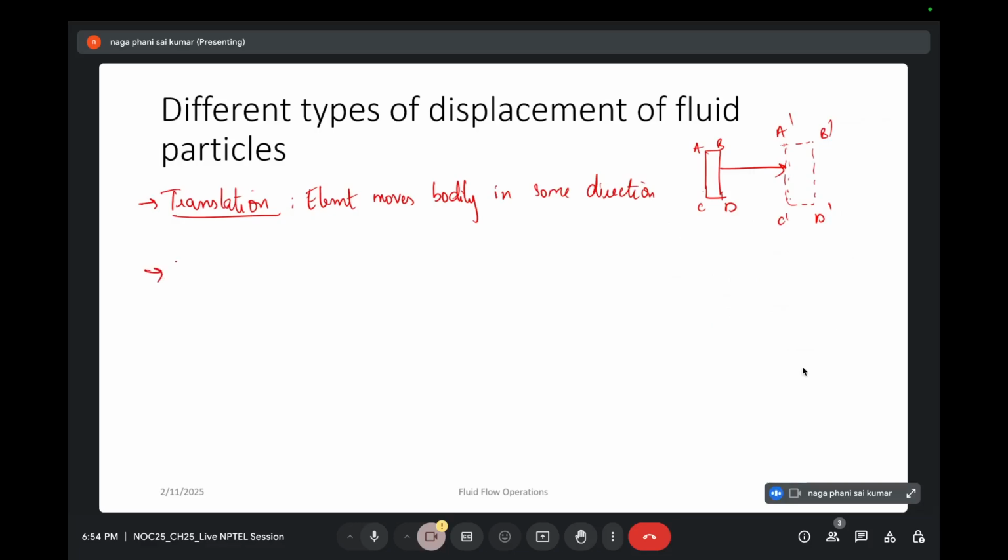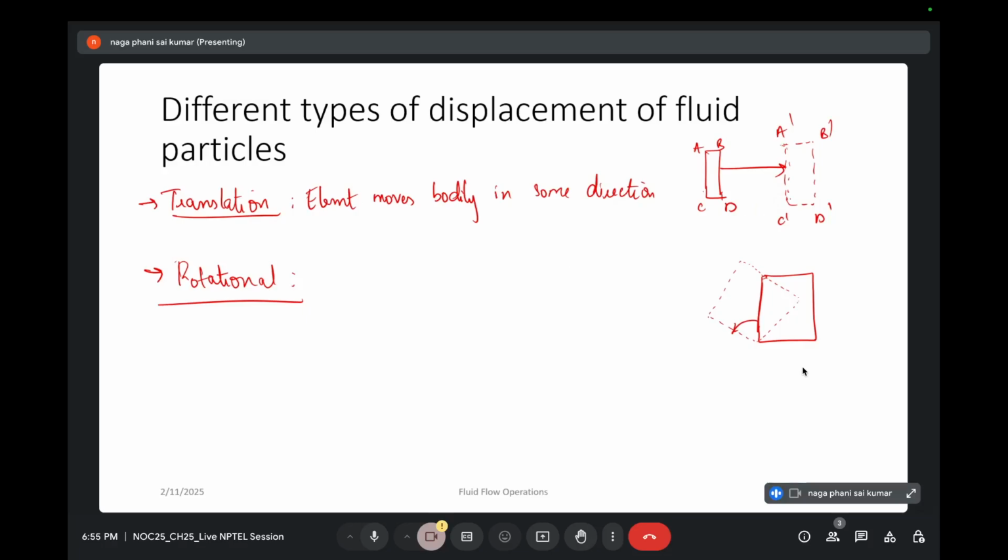Then we have rotational displacement. Pure rotation also does not cause any stress since there is no relative motion with respect to the rotating system. So if this is a fluid particle and it is undergoing rotation, then it will be displaced through a certain angle. This is pure rotation flow.